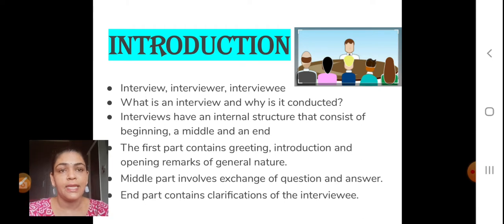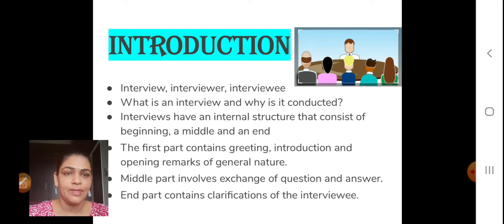Now, let us first get acquainted with the three words: interview, interviewer, and interviewee. So what is an interview and why is it conducted? First of all, interview is nothing but a series of questions. Questions which are asked and answered. Asked by the interviewer. Interviewer is a person who asks questions in order to select a proper candidate for any post or for any task.